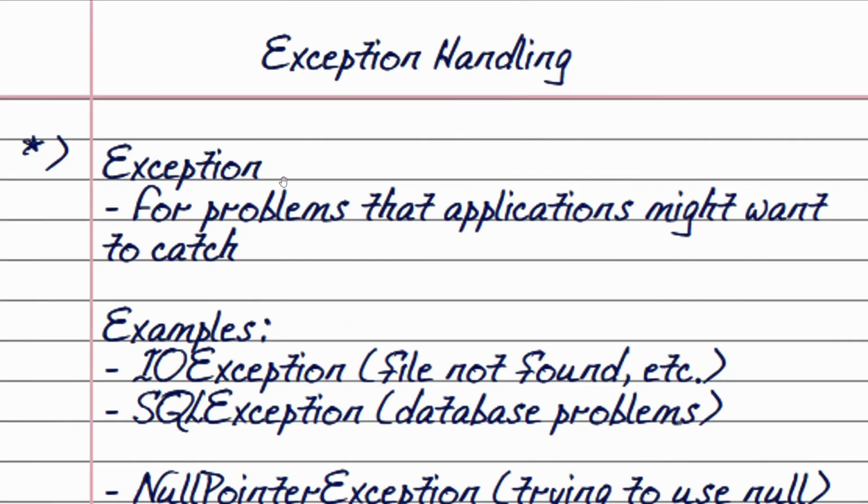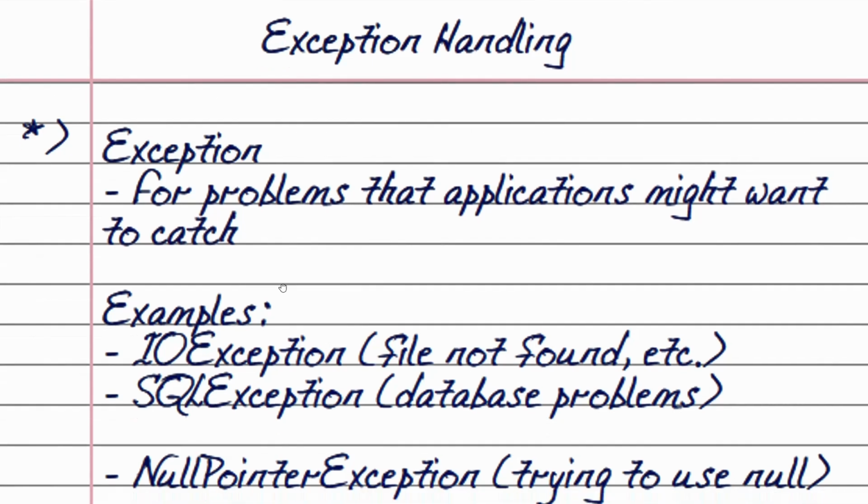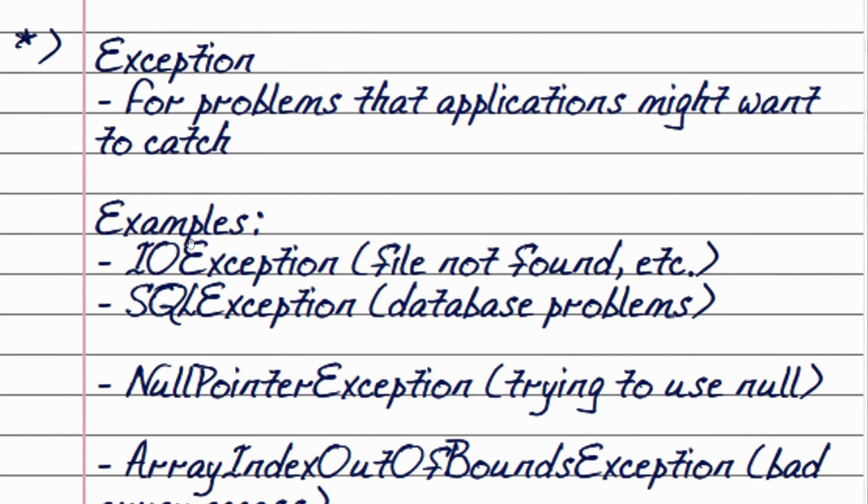Next is Exception, for problems that applications might want to catch. As we have seen, exceptions can be recoverable. So let's see the examples of exceptions. First is the IOException, that is input output exception. For example, the file is not found in the system. If the file does not exist in the system, then how can we access that file? So we will get an IOException.